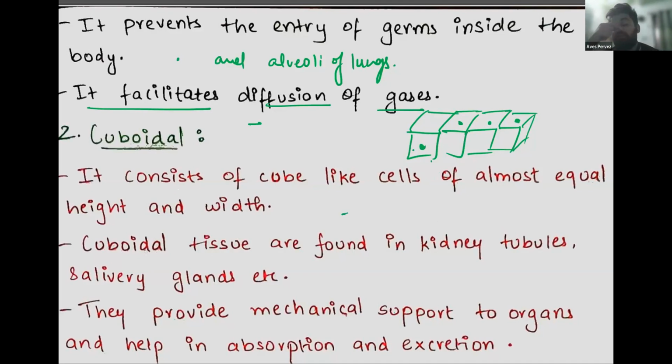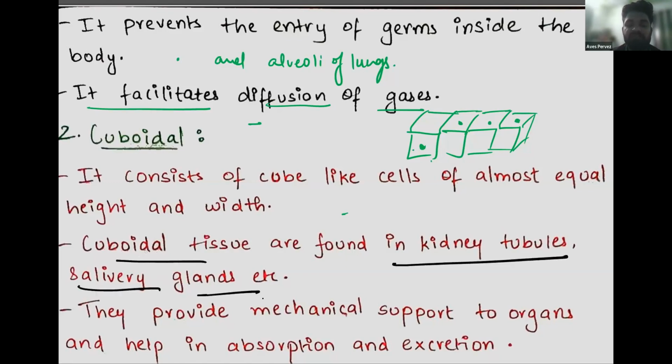The important thing is that if they ask you the functions and where it is present. Got it, everybody? Yes, sir. Sir, will this be present in the gallbladder also? The gallbladder is a type of, yeah, it may be present there. Cuboidal tissue is found in the kidney tubules, salivary glands, etc.